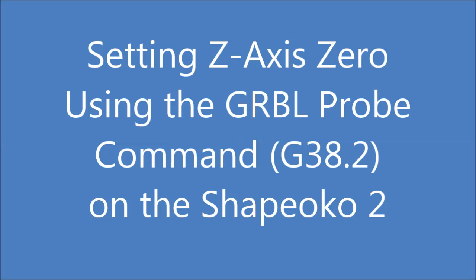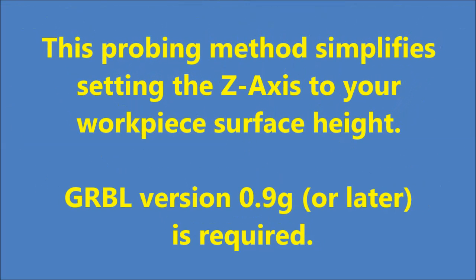The latest version of the CNC program, GRBL, has a new probing command that makes it easy to zero the Z-axis to your workpiece surface. GRBL version 0.9G or later is required.